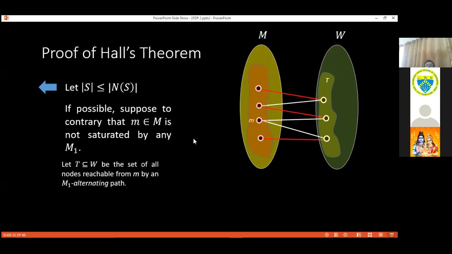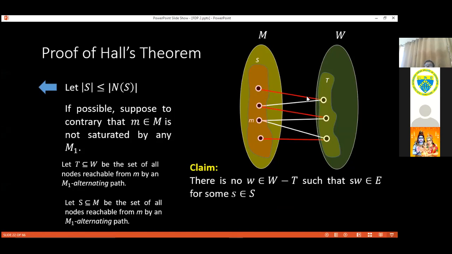Now let us take this T. T is a subset of W, which are reachable from S, a subset of V, which is reachable from this unmatched vertex M. Then what you can observe is that there is no vertex outside this T such that the vertex is adjacent to this M.